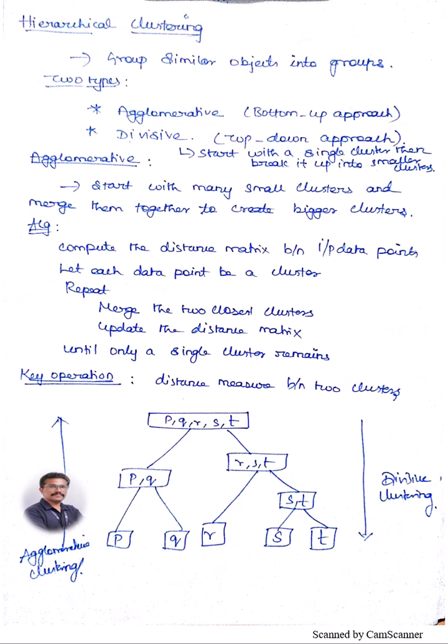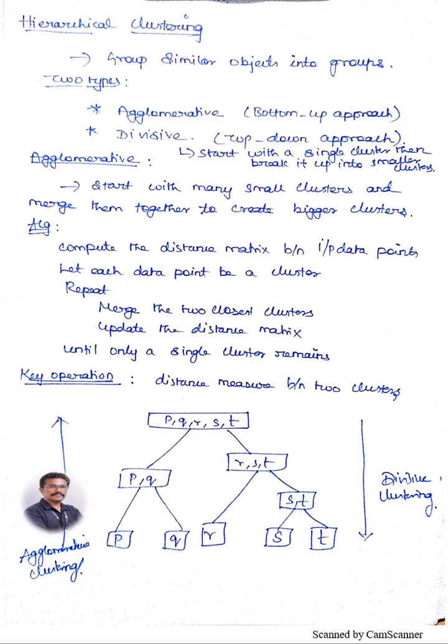A simple algorithm for agglomerative clustering is given. First we compute the distance matrix between the input data points given to us, and after that we let each data point be an individual cluster. We repeat: merge the two closest clusters and update the distance matrix until only a single cluster remains. These are the algorithm steps for agglomerative hierarchical clustering. The key operation used is the distance between two clusters.